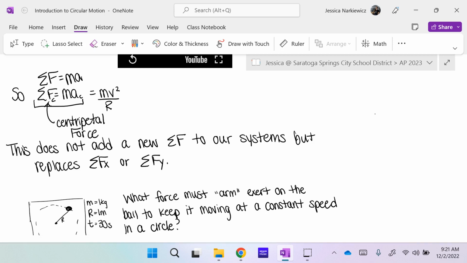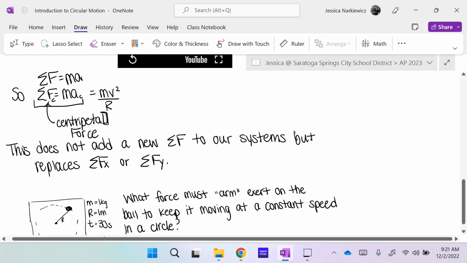The fact that it's a centripetal force gives you an idea of what direction that net force needs to be in. Again, this is a net force, so it's not a force that's actually acting, it's just a combination of the forces acting on an object. So this centripetal force does not add a new net force to our systems, but rather replaces the net force in the x direction or the net force in the y direction. We're either doing a horizontal circle or a vertical circle. If we're doing a horizontal circle, we would replace the net force in the x direction with the centripetal force. If we're doing a vertical circle, then we replace the net force in the y direction with a centripetal force.